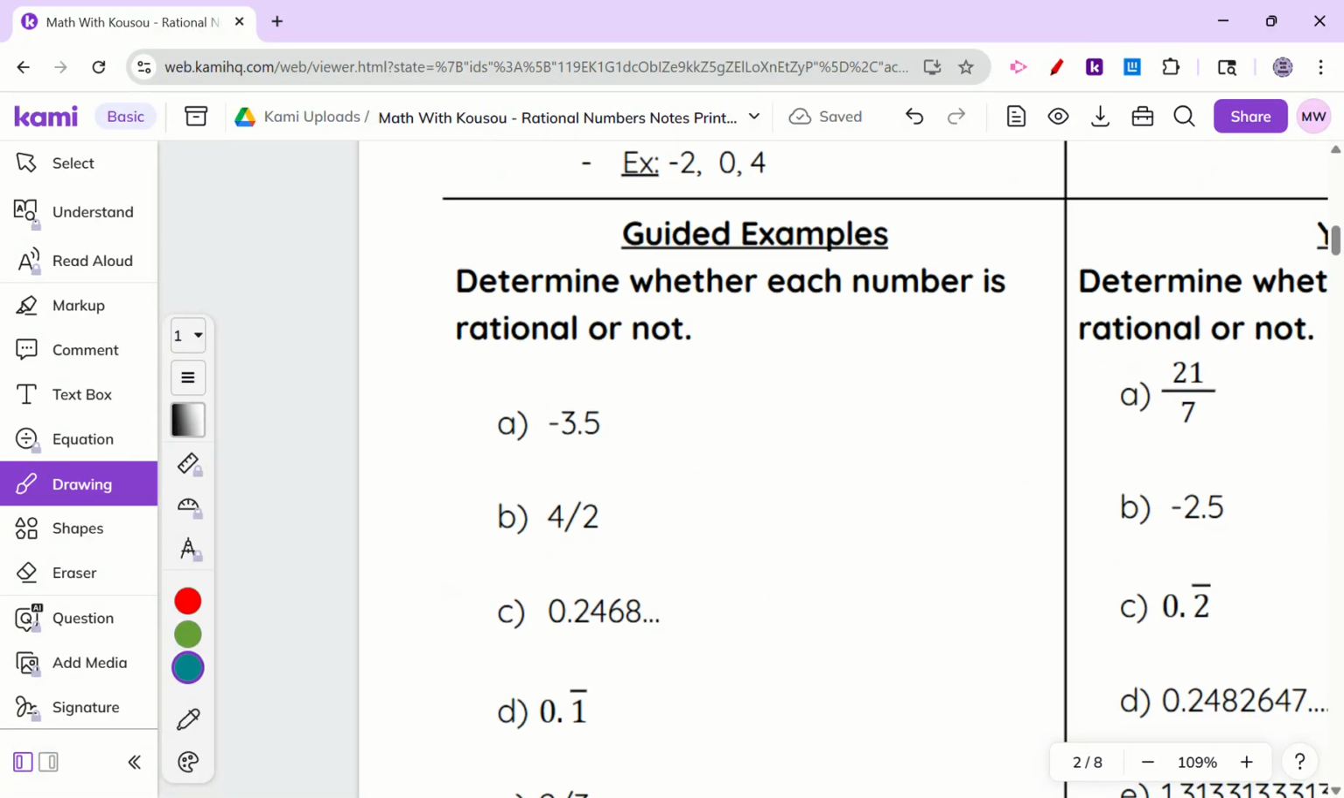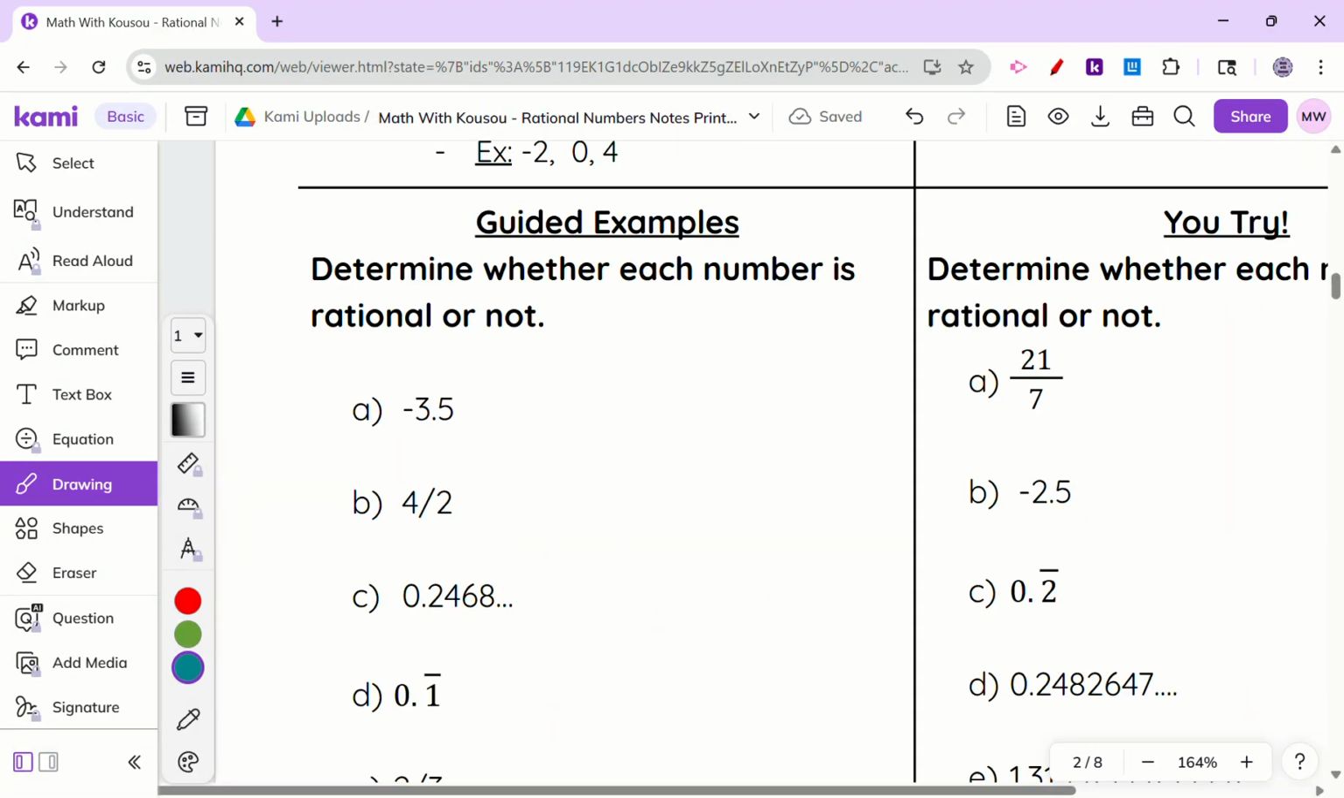All right, so here are some guided examples. Determine whether each number is rational or not. So you have here -3.5. The big question is, can this be turned into a fraction, yes or no? Once we determine that, then we can say it is rational or it is not rational. So here, this -3.5, yes, this can be turned into a fraction, so this would be a rational number.